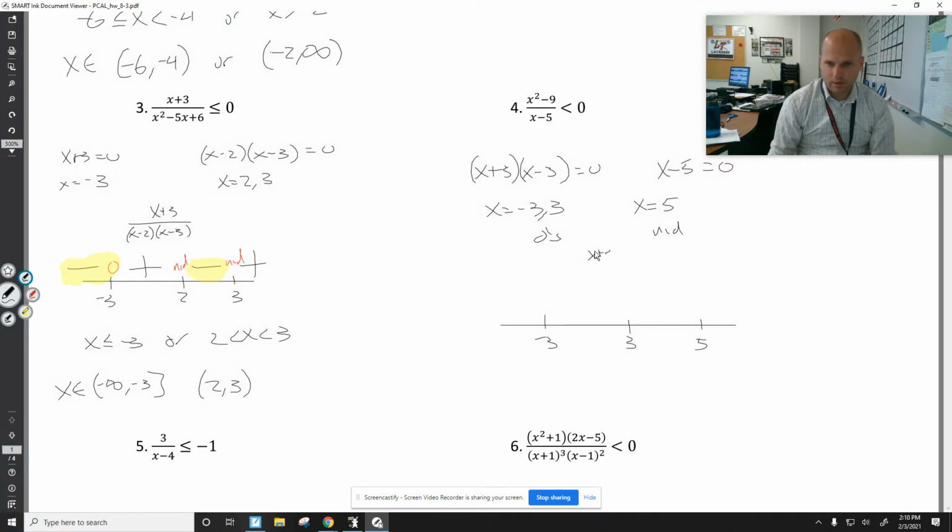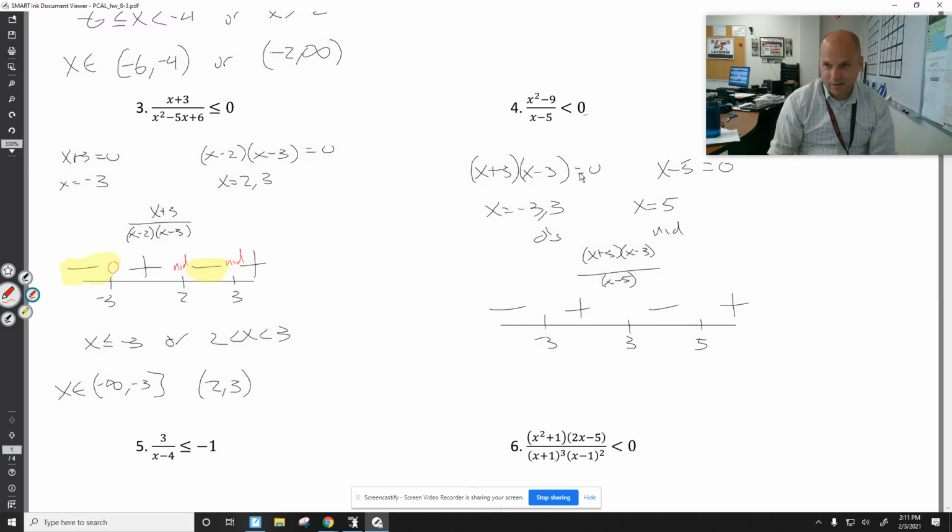Looking at (x + 3)(x - 3) in the numerator over x - 5, just to help me with the test points. Look at something like 6 or 7: positive, positive, positive. Look at something like 4: positive, positive, negative. Look at something like 0: positive, negative, negative. Positive, negative, it's a negative divided by negative, positive. -4: negative, negative, negative, that's a negative.